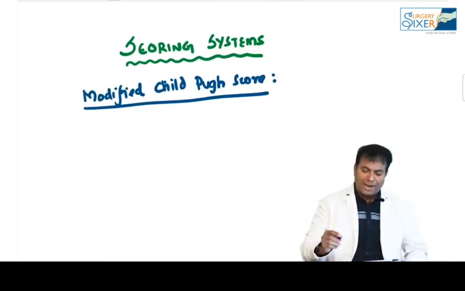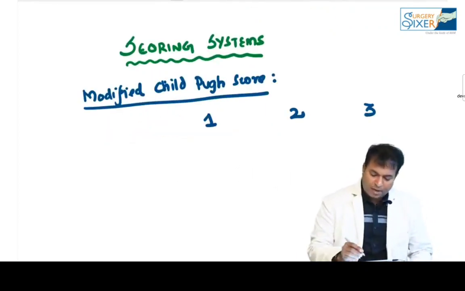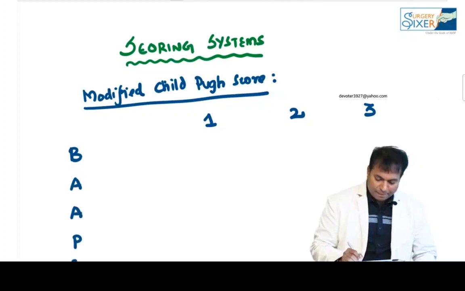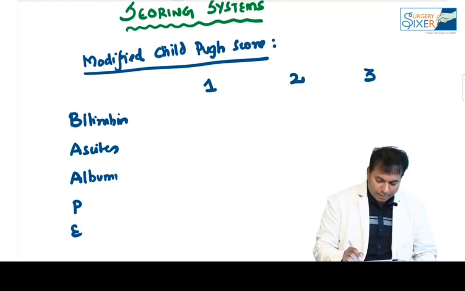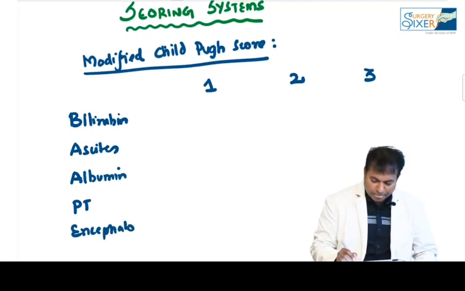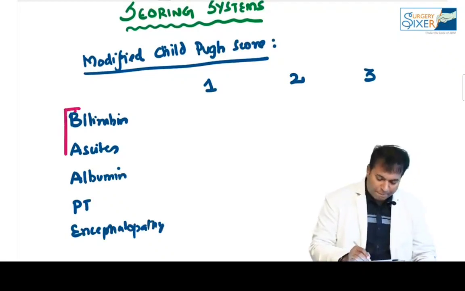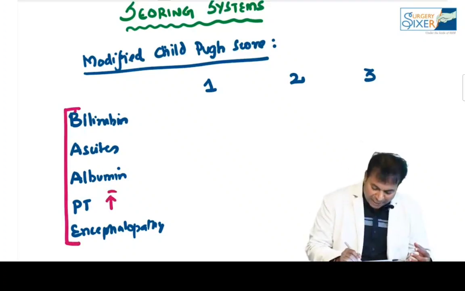So in the Child-Pugh score, the values are given as 1, 2, or 3 based on 5 factors. I used to remember the factors as BAPI: bilirubin, ascites, prothrombin time, and encephalopathy, with albumin. So the modified Child-Pugh score is based on bilirubin, ascites, albumin, prothrombin time increase, and encephalopathy.